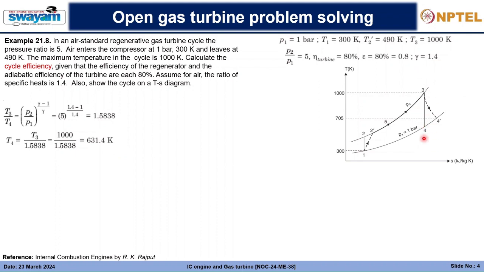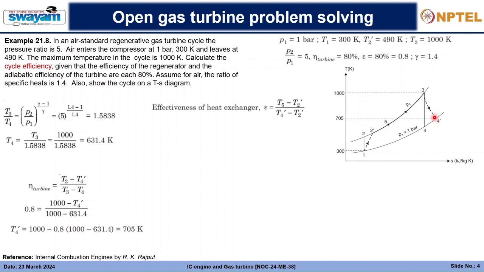But that is not the path that is followed. Actually, the path followed is 3 to 4 dash. So we'll have to find the value of T4 dash, and we'll use the concept of isentropic efficiency of the turbine. For isentropic efficiency, we know (T3 minus T4 dash) divided by (T3 minus T4). We know the turbine efficiency is 0.8, we only do not know T4 dash. Accordingly, we will find the value of T4 dash here, and that is amounting to 705 Kelvin.